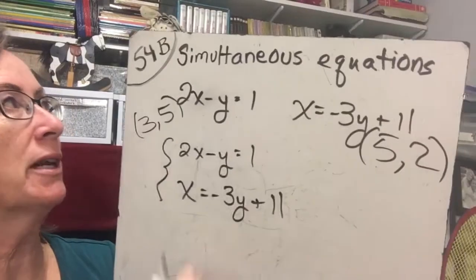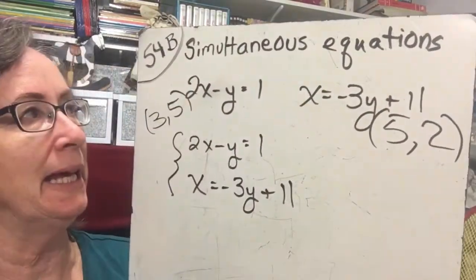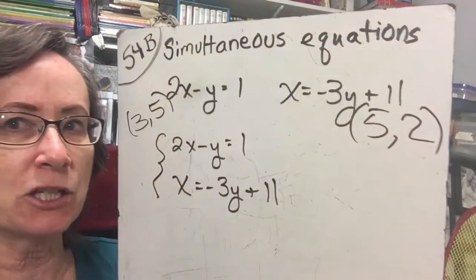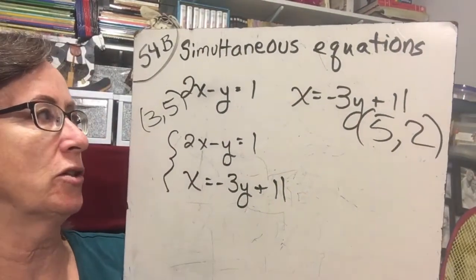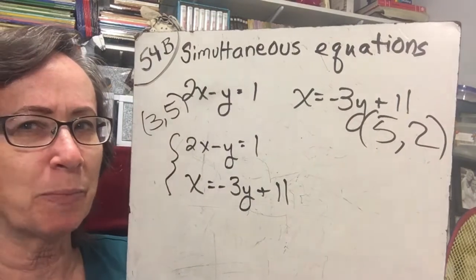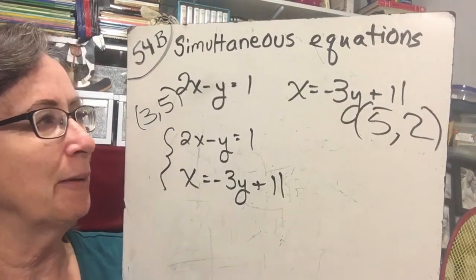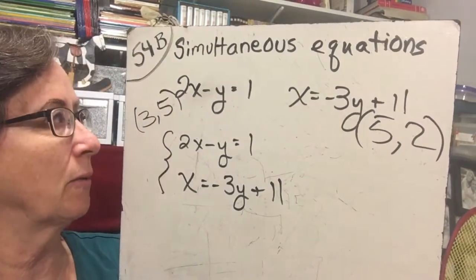Okay, so now we're going to talk about 54 Part B, and we're talking about simultaneous equations. This is kind of getting us used to what simultaneous equations are. And I'm going to go into something that the book doesn't go into till later, because I think it will help you to see what's going on.